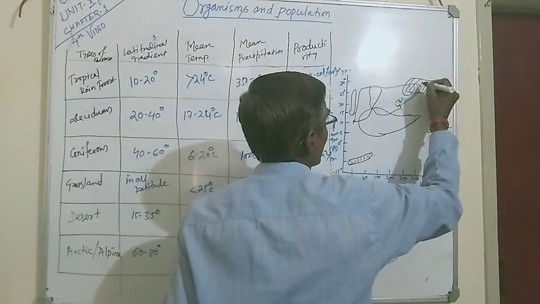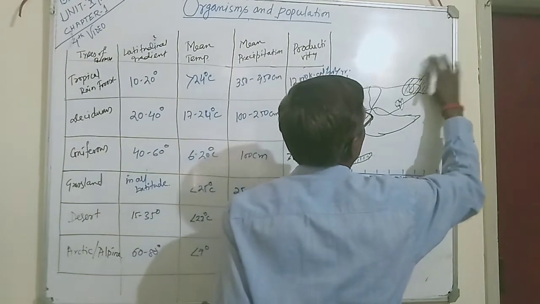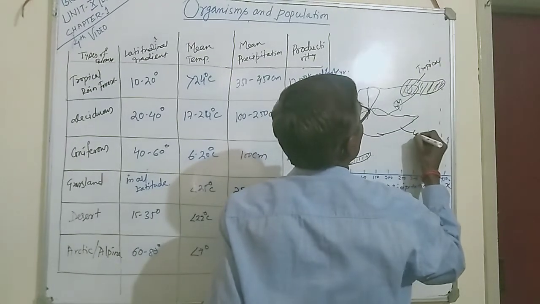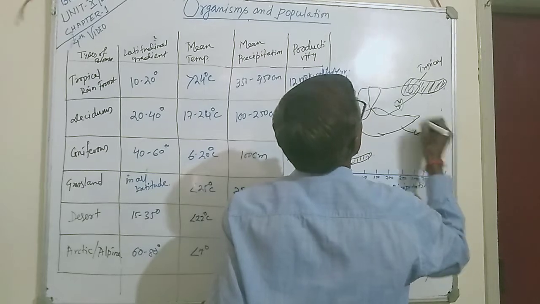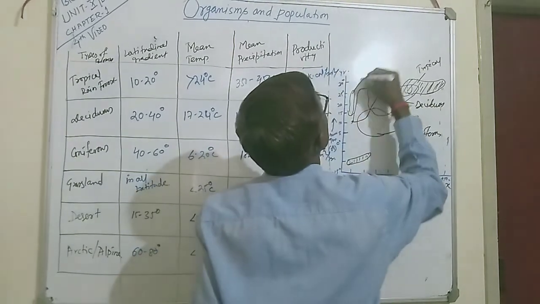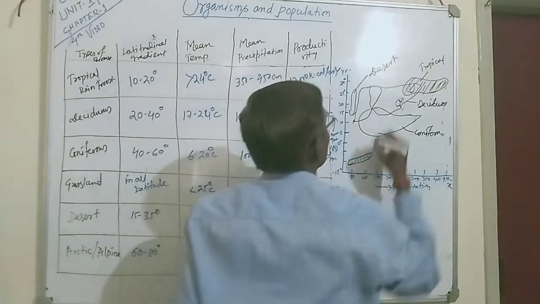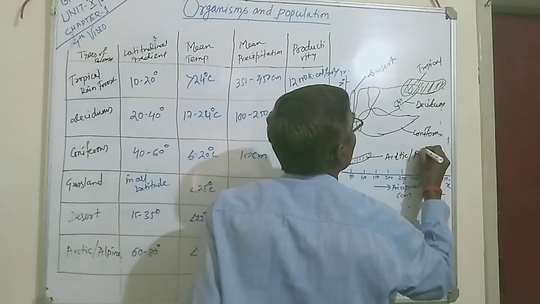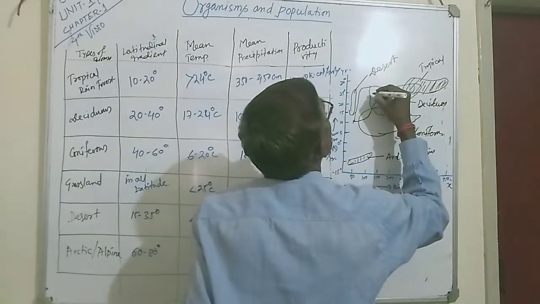These biomes indicate that this is tropical, this is coniferous, this is deciduous, this is desert, this is Arctic or alpine, this is grassland.